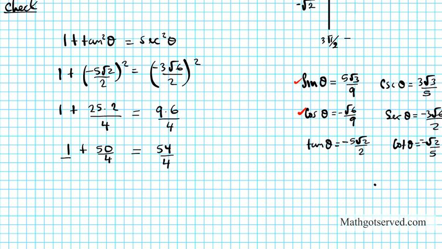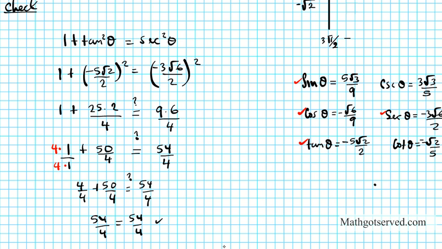For this side, I'll find the LCD, so I multiply by 4 top and bottom. So we're going to have 4 over 4 plus 50 over 4. Is it equal to 54 over 4? Absolutely, right? 54 over 4 equals 54 over 4. So our answer checks out. That tells me that my tan and secant results are accurate. We have 4 checked out, and then we have 2 more to go.